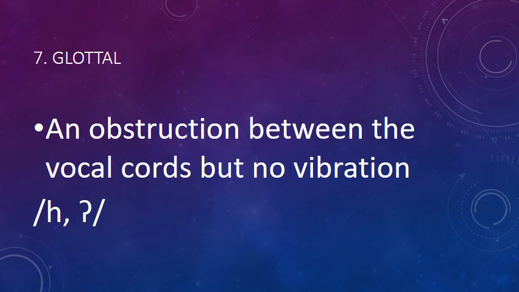And the last is 7, glottal. An obstruction between the vocal cords but no vibrations. This sound is articulated on the glottis. That's why it's called a glottal sound. It's made by closing or shutting the glottis.